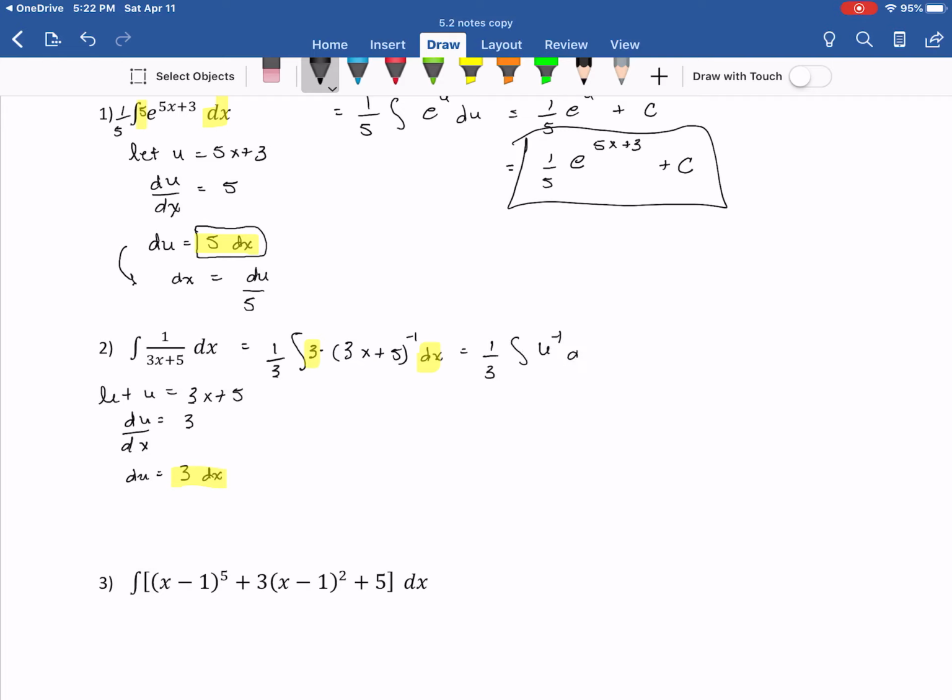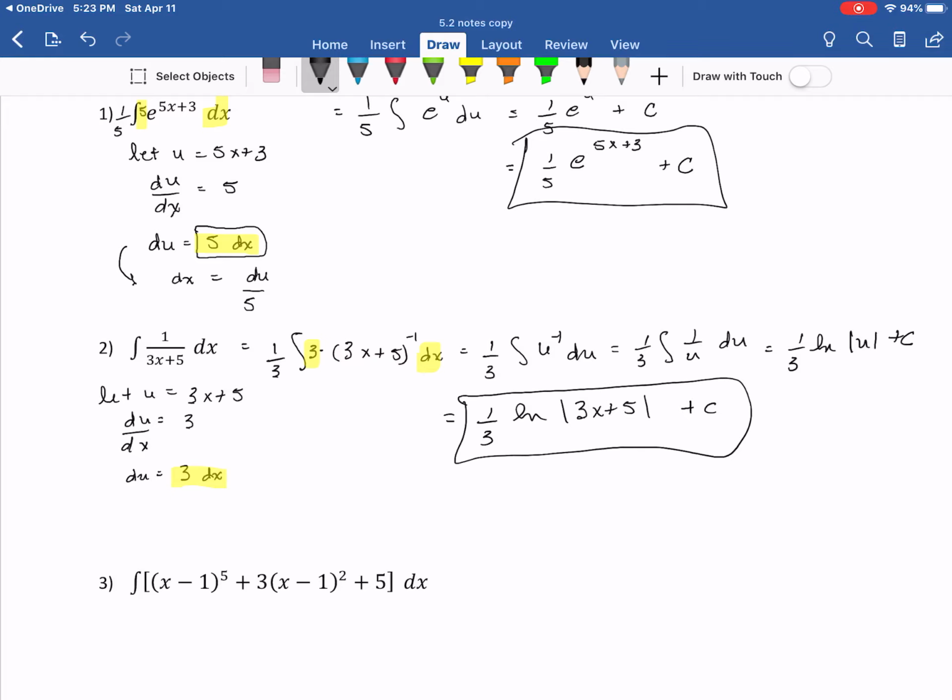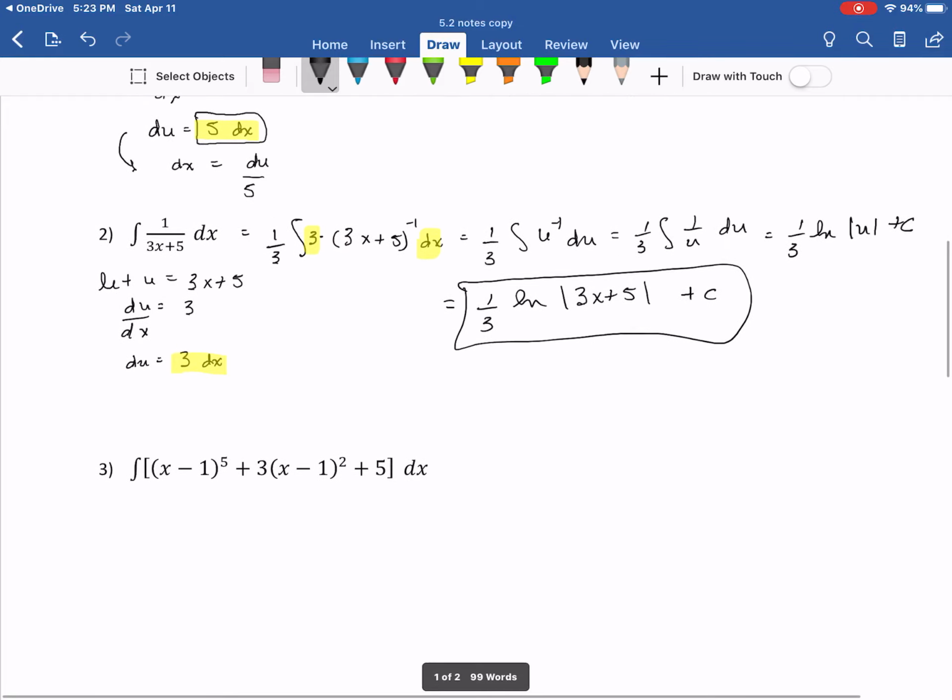Remember in the last section we learned that the integral of u to the minus 1, well, that's just the same thing as the integral of 1 over u. We learned that that was the natural log of u. So this is 1/3 times the natural log of u plus c. Now go back, replace the u with what it's supposed to be in terms of x. There you go. And that's done. And you could check by taking the derivative to make sure you got back to where you were at the beginning.